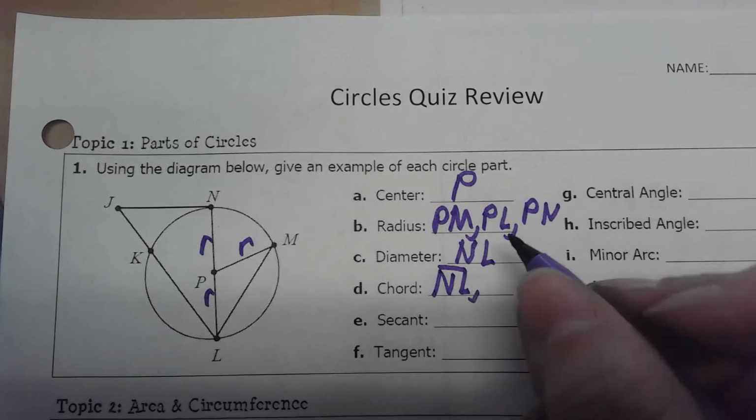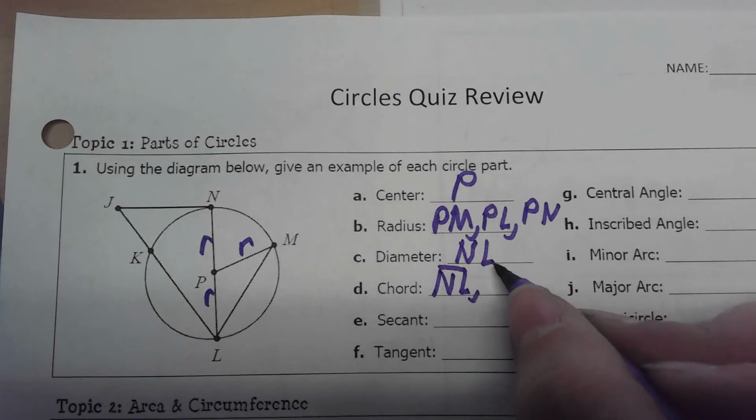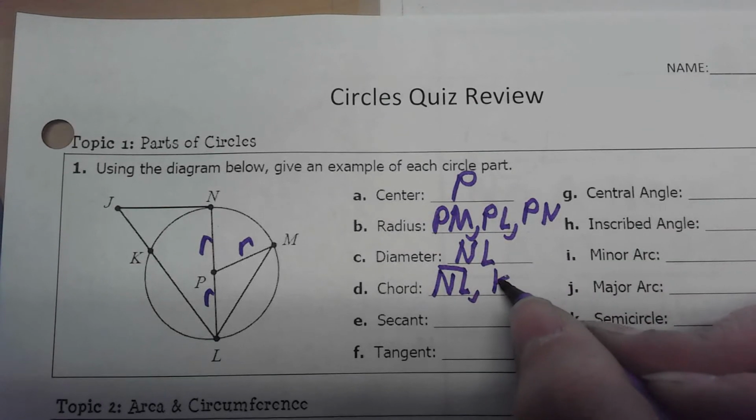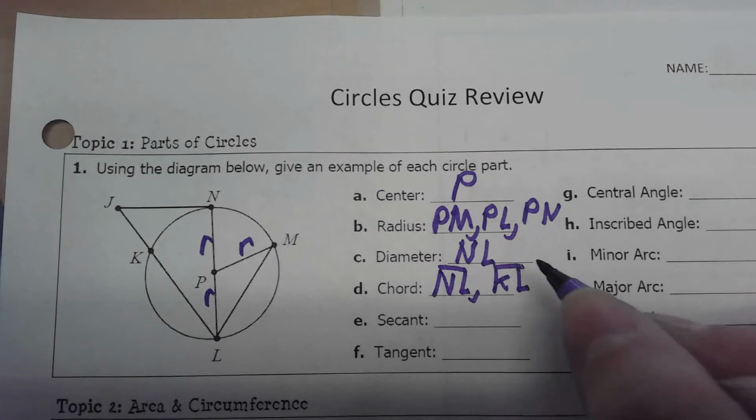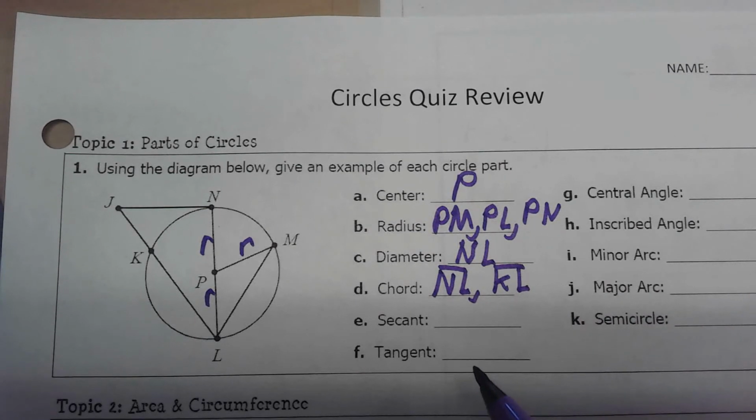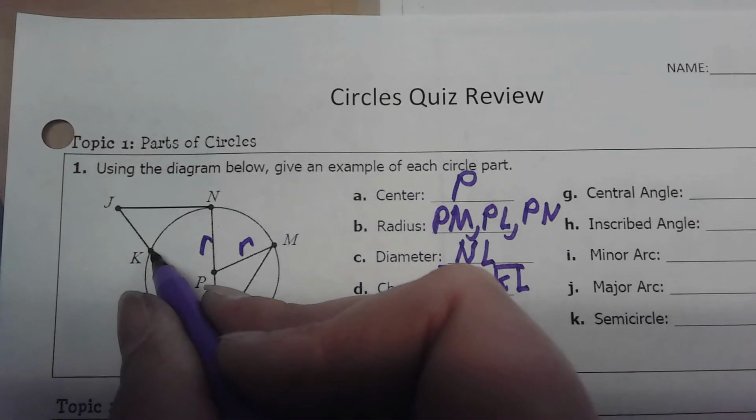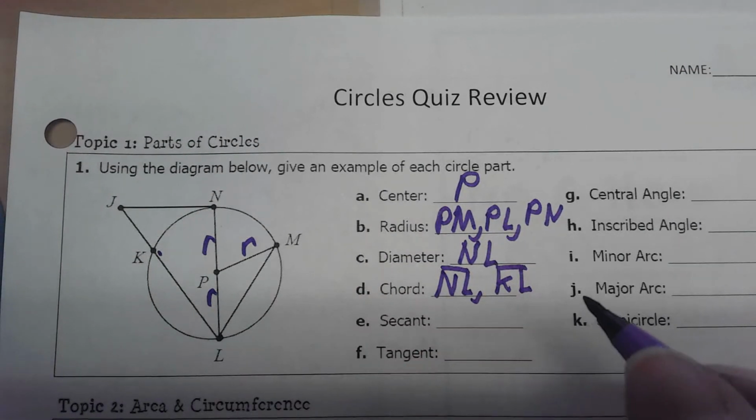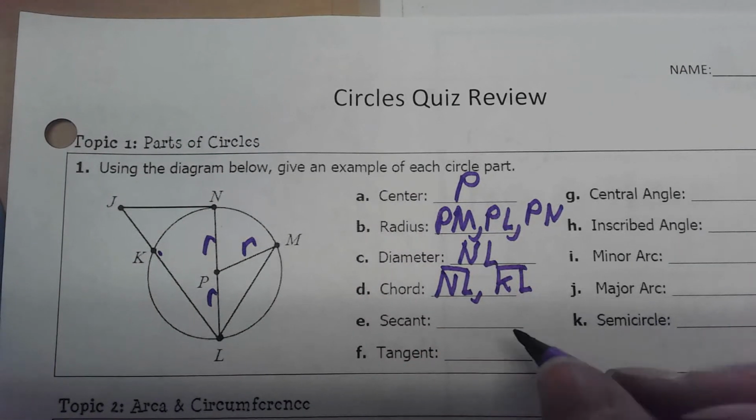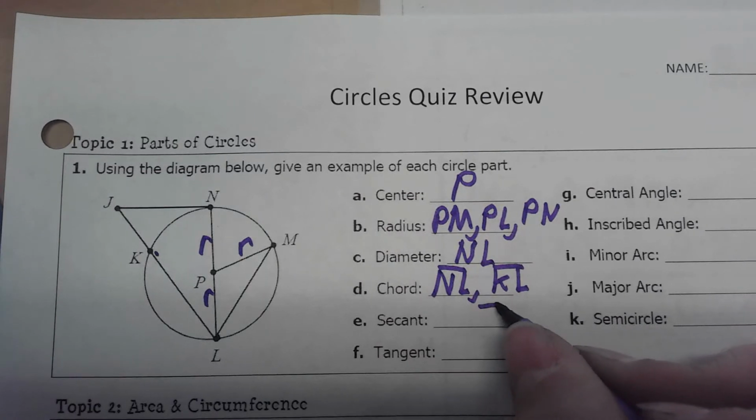And then also we have KL is also a chord. So remember, chords are going to go from the edge of the circle to the edge of the circle. Okay, so their endpoints are on the circle. And secant, so remember we were talking about that in class today, so it's going to intersect the circle at 2 points. So secant intersects at 2 points. So JL is a secant.